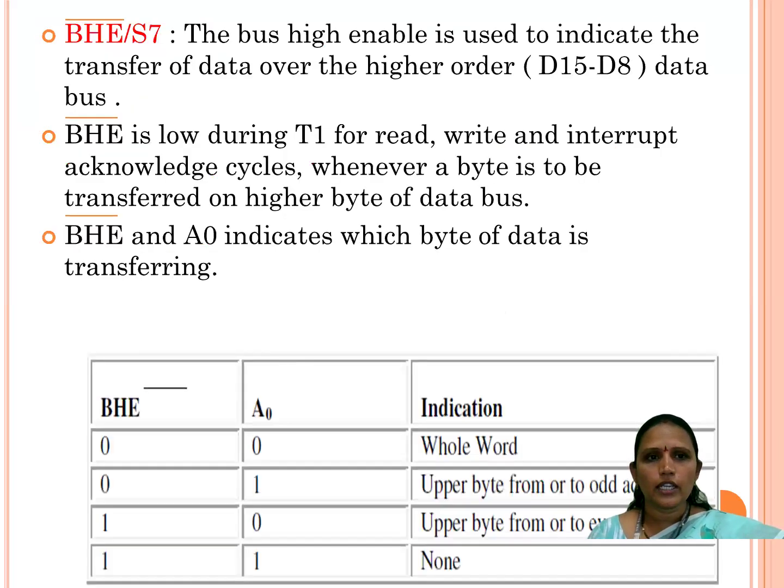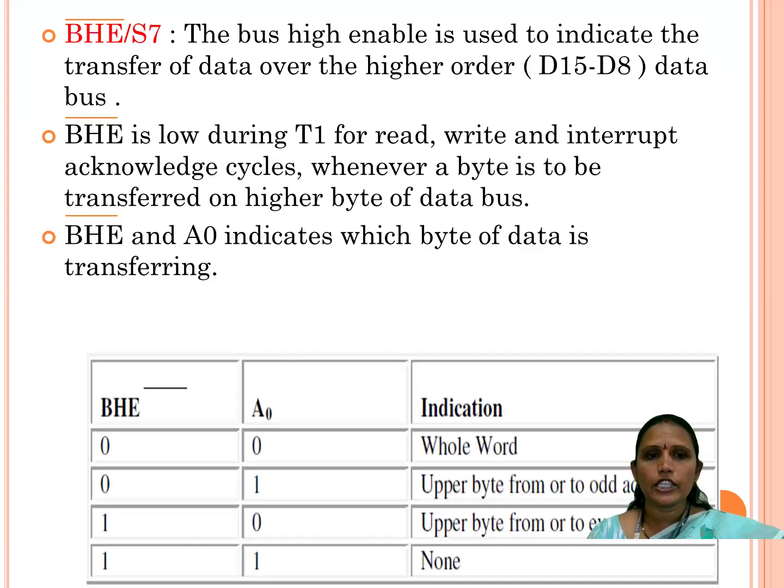And coming to the next pin, that is BHE, bus high enable, or the status line S7. The bus high enable is used to indicate the transfer of data over the higher order data lines. The total data lines are D0 to D15. Higher order data means D8 to D15 on the data bus.